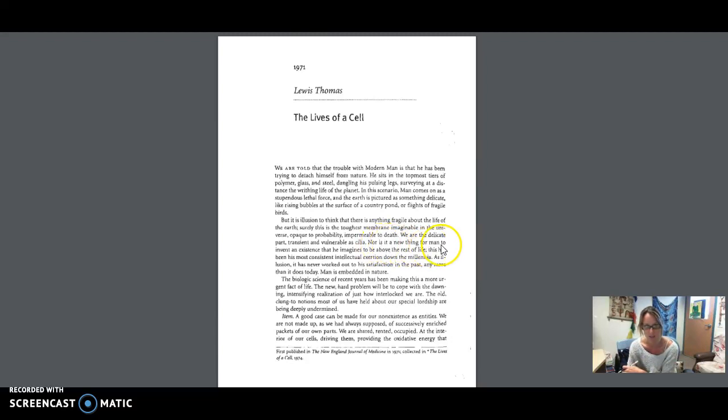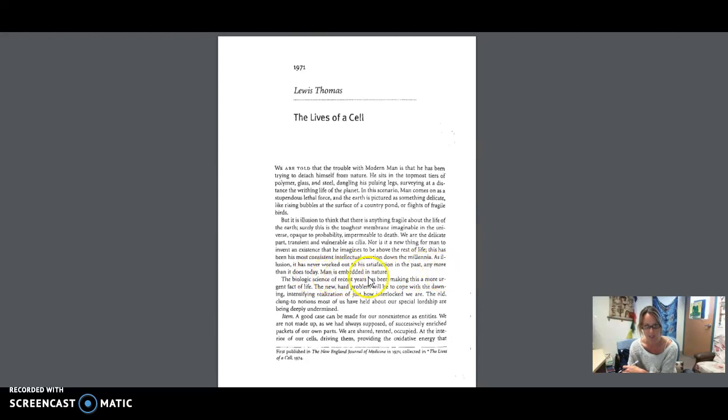Nor is it a new thing for man to invent an existence that he imagines to be above the rest of life. This has been the most consistent intellectual exertion down the millennia. As illusion, it has never worked out to his satisfaction in the past any more than it does today.